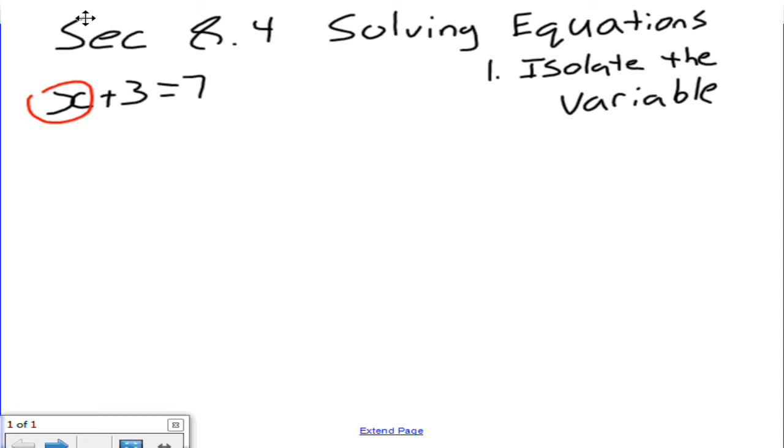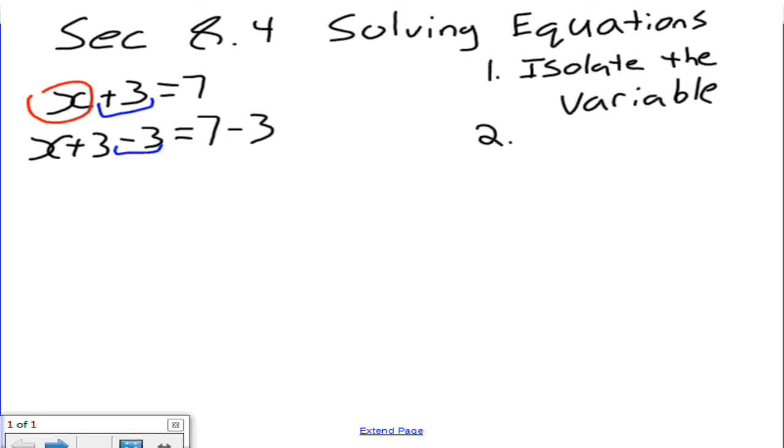To get rid of x, we need to remove plus 3. In order to remove a number, you need to do its opposite operation. So if it's x plus 3, its opposite operation is minus 3. Whatever you're doing on the left side, you have to do to the right. So if I've added a minus 3 on this side, I have to add a minus 3 on the other side. Okay?